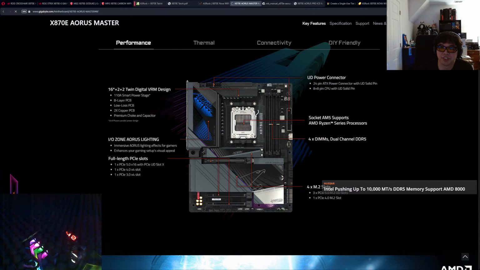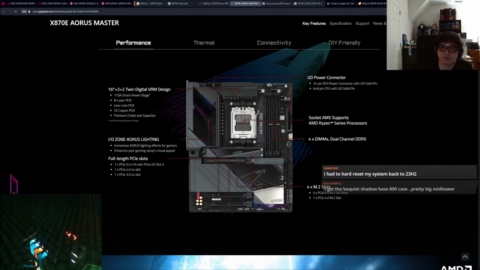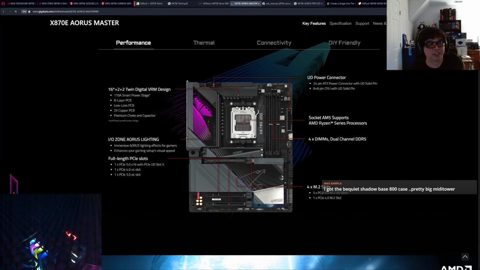So yeah, we'll see. Hussar, some of that stuff that you're reading about the memory speed, that's based off of CUDIMM. So that applies to both. The Be Quiet Shadow Base 800 case, pretty big mid tower. Okay, yeah, it's cool. Haven't touched any AMD since the 2700X, although you recently bought it. It is very different now, by the way.